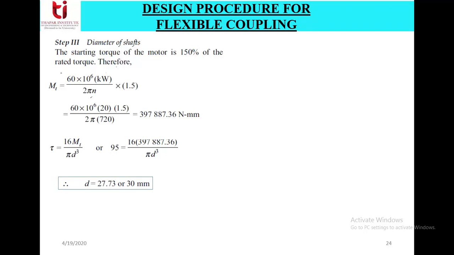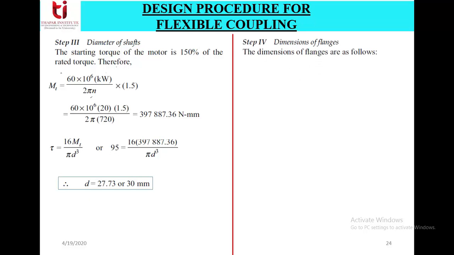Please keep in mind, 27.73 is not 28, but 27.73. You have to go to the design tables for the shafts. The shafts are manufactured for a standard diameter. So a 28 mm shaft is not available. So we go with a shaft which is manufactured for 30 mm. All of our further design is based on d equal to 30 mm, right?